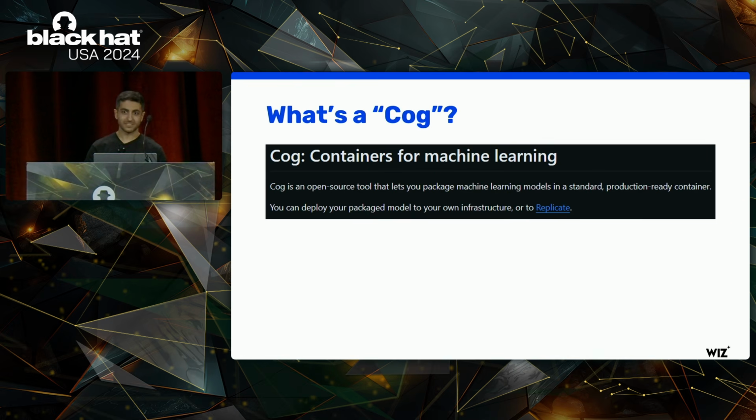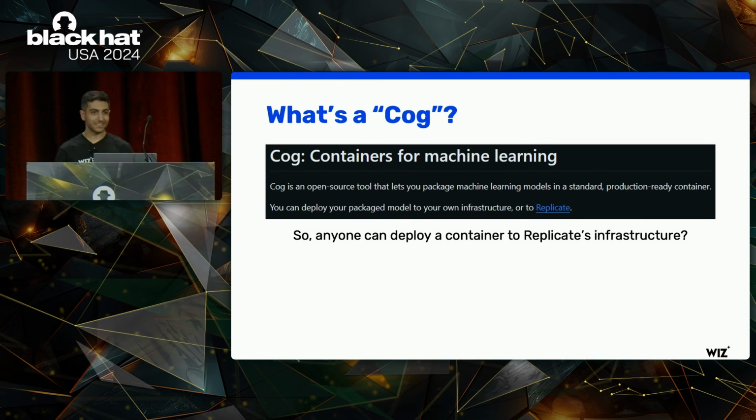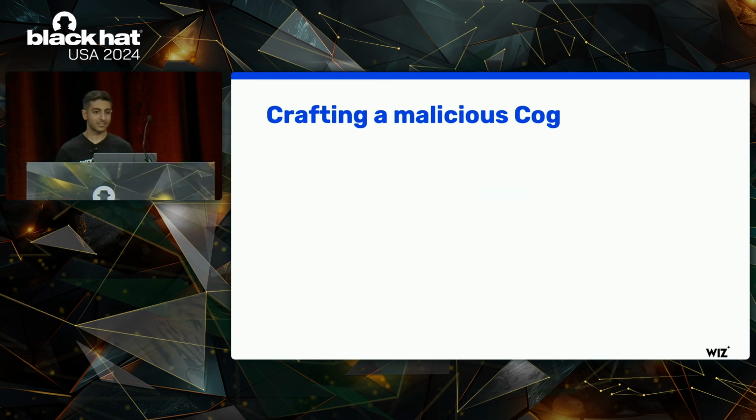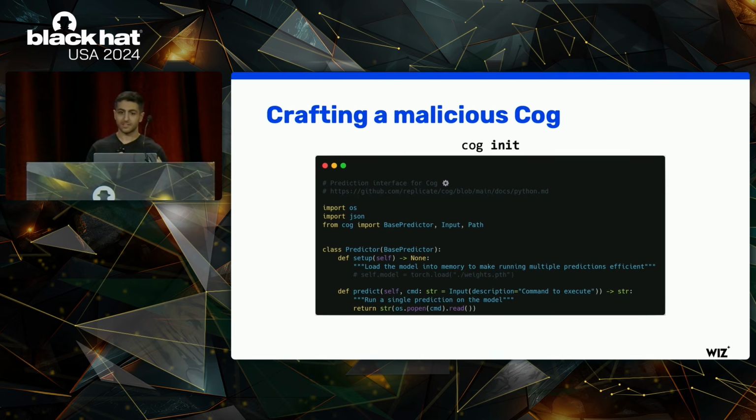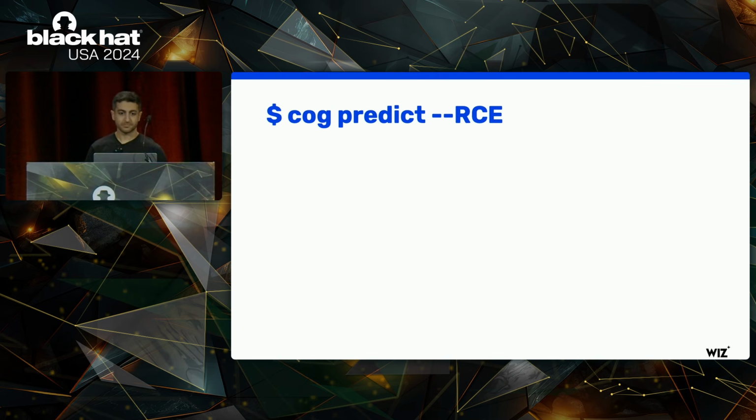So we were reading this and thinking, does that mean that anyone can deploy a container to Replicate? Well, to test this, we first have to craft our malicious COG container, which was very easy. All we had to do was to initialize a new container using cog init. Then we modified one of the Python files there so that instead of loading the AI model, it will simply treat our prompt as a Linux command, execute it, and give us the results. And now that our malicious COG container is ready, we can push it to the Replicate platform in order to interact with it using their platform.